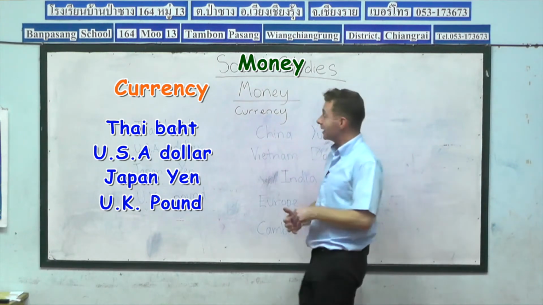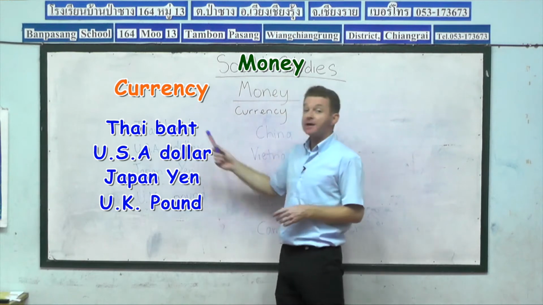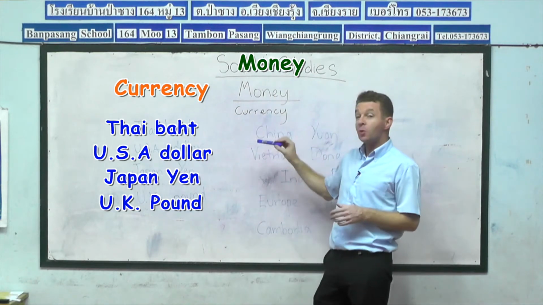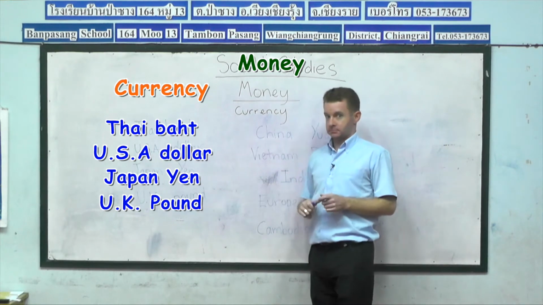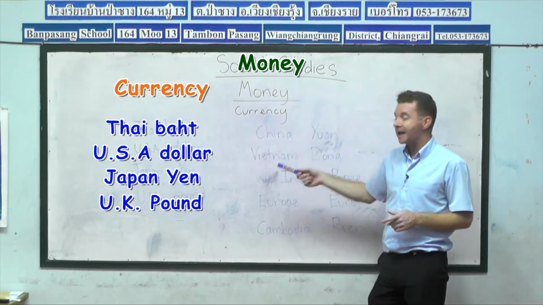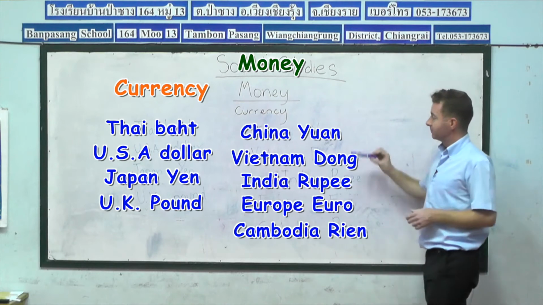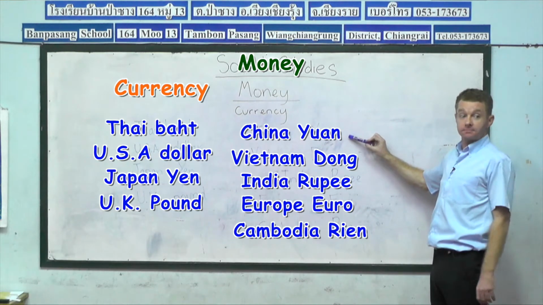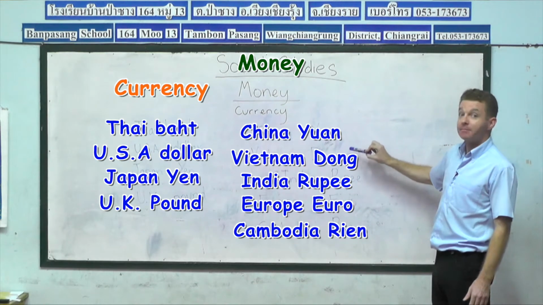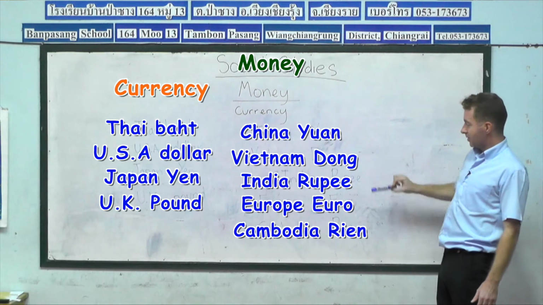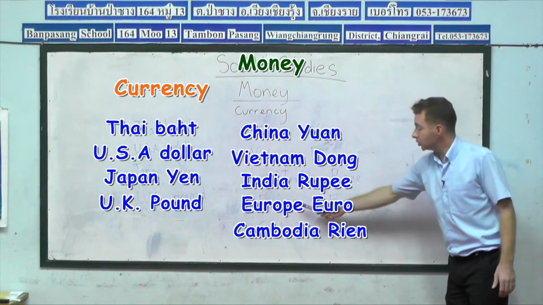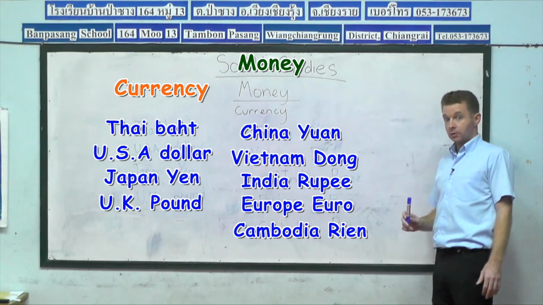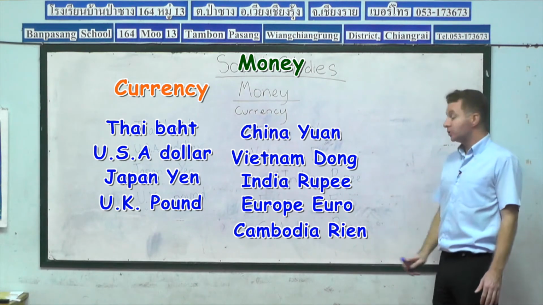So let's say them together one more time, guys. Thai baht. USA dollar. Japan yen. UK pound. China yuan. Vietnam dong. India rupee. Europe euro. And Cambodia the rian.